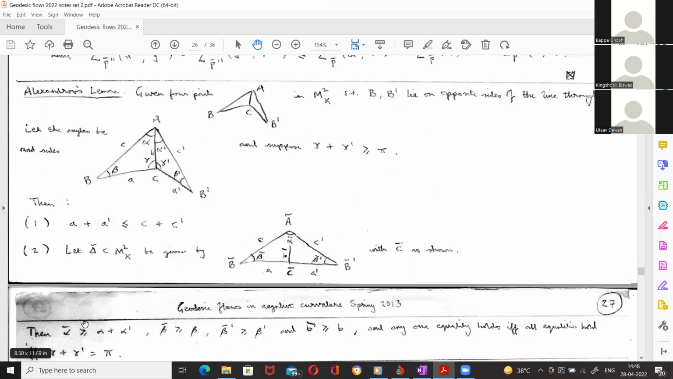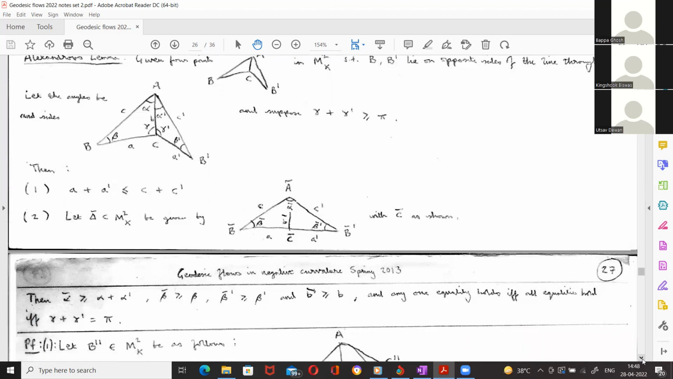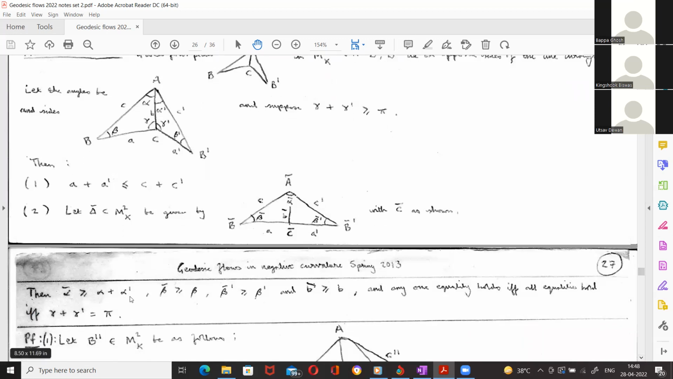So we get that alpha bar is greater than or equal to alpha plus alpha'. Beta bar is greater than or equal to beta. Beta bar prime is greater than or equal to beta'. And this new length, b bar, is greater than or equal to b. Okay. So this is Alexandrov's lemma. And any one equality here holds if and only if all of the equalities hold. And that holds if and only if gamma plus gamma' is equal to pi. Okay. So is the statement clear?